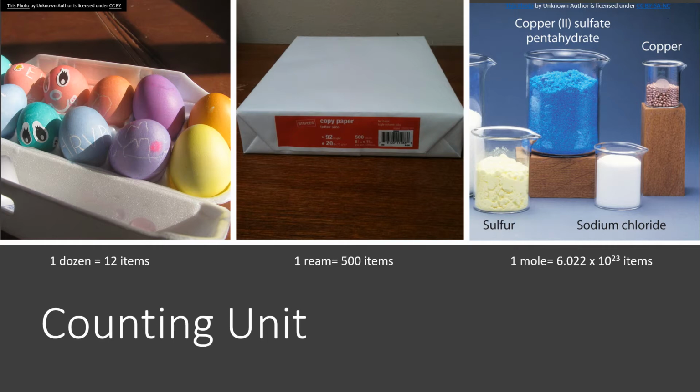1 mole is equivalent to 6.02 times 10 to the 23rd items. So that might be molecules, it might be formula units, it might be atoms. So basically, the chemist's version of a dozen is 1 mole, and it's 6.02 times 10 to the 23rd.